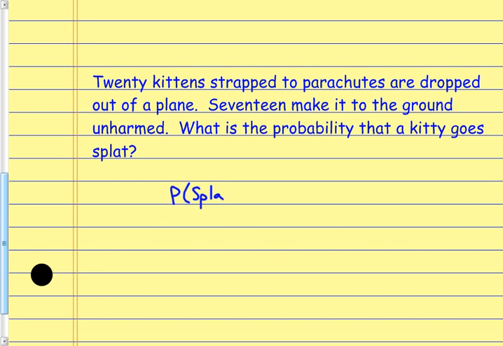So if I look at something like this, I've got 20 kittens strapped to parachutes, 17 make it to the ground unharmed. So the probability that they're not going to make it here, if 17 made it to the ground unharmed, it means that 3 of them did not make it to the ground safely. And that was 3 out of the 20. And again, I'm going to express this as a percent just because it's an experimental probability. So I get about 15%. Okay, so this parachute company is not doing something well if 15% of the parachutes are not working properly.